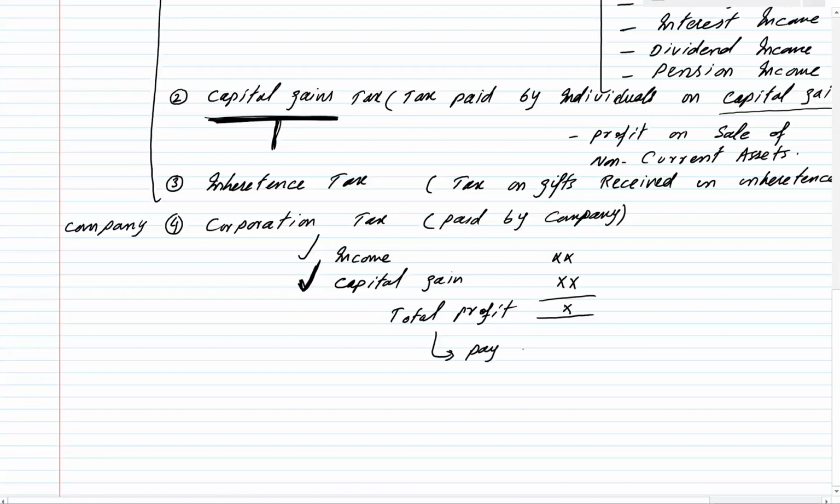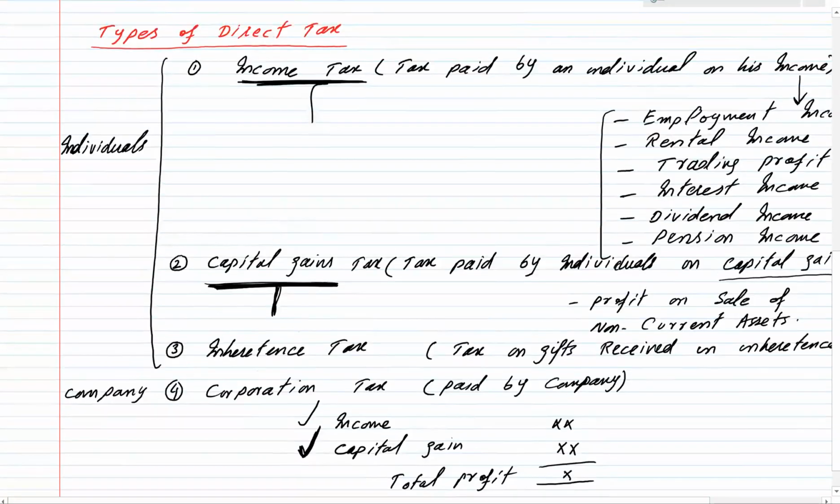The company will pay corporation tax on this total profit. So all these four types of taxes are paid directly to the tax authorities. That's why these types are called direct tax.